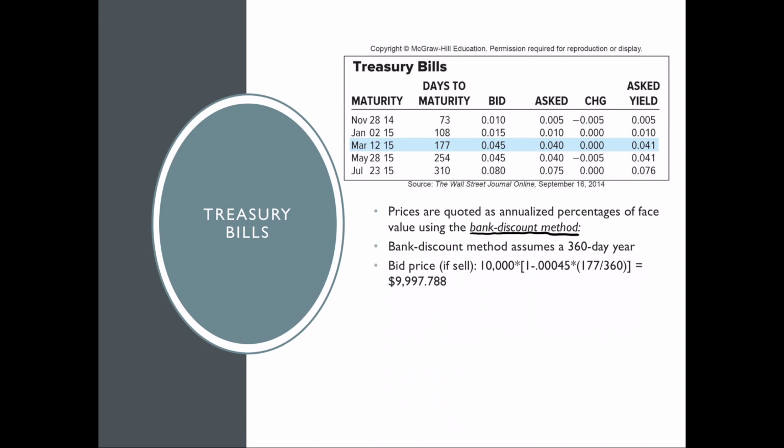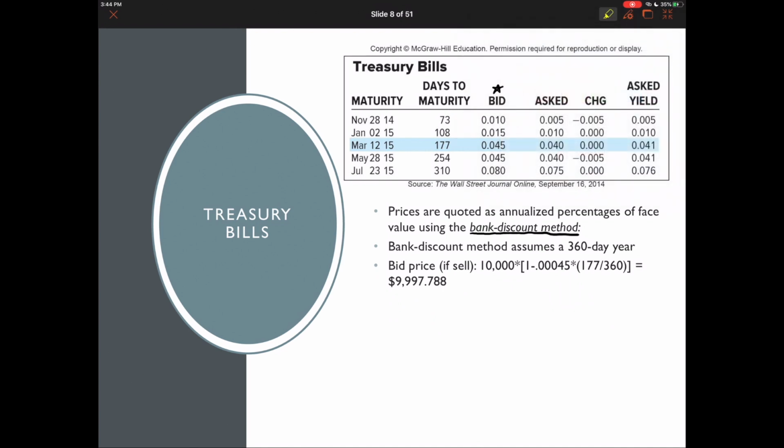So the first thing that we're going to calculate is the bid price. If you were wanting to sell your Treasury bill to a dealer, let's calculate what price you would be able to sell it for. What is the dealer willing to pay? Let's say the par value is $10,000. The bid yield is 0.045%, which converted to a decimal would be 0.00045. And so we would take 1 minus 0.00045 to calculate what the bid price would be.